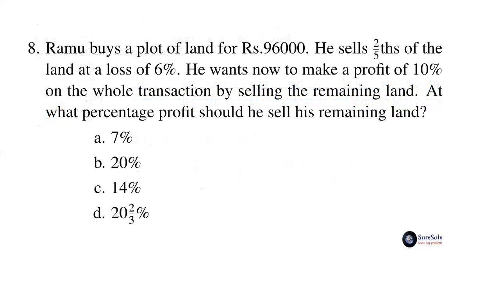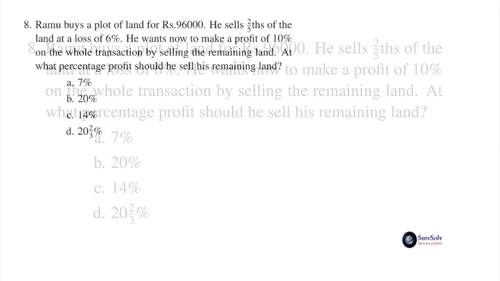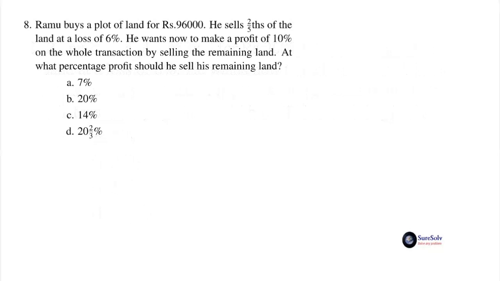Next question. After selling 2/5 of a land costing rupees 96,000 at a loss of 6%, if Ramu wants to make a net profit of 10% by selling the remaining portion of the land, what must be the percentage profit in the second sale? Knowing that the final result of profit percentage on cost price would be independent of cost price, let's assume for convenience cost price of land rupees 96,000 equal to CP.